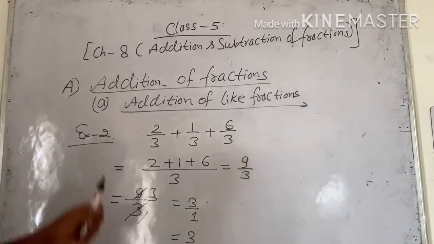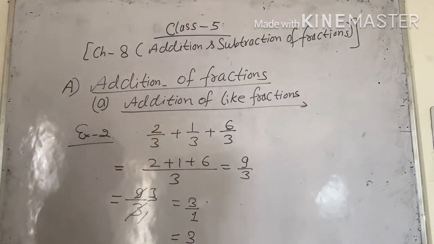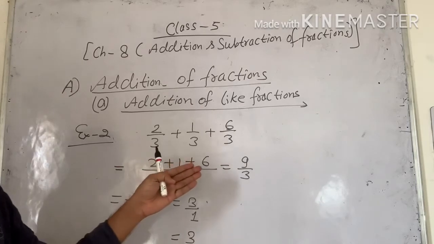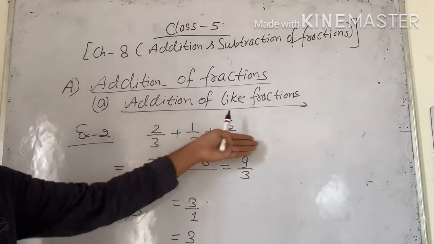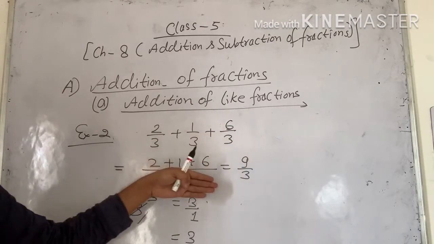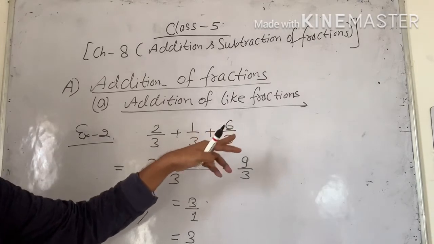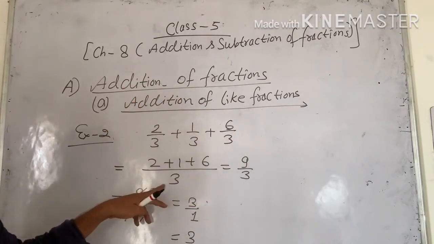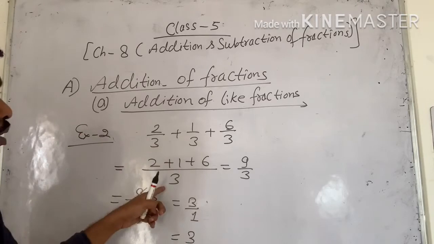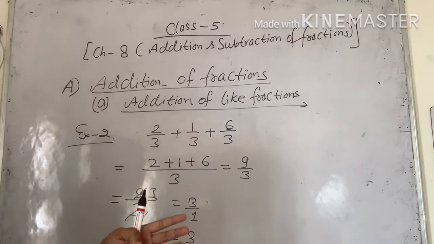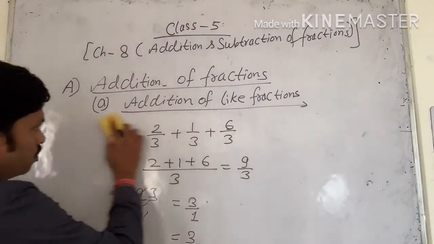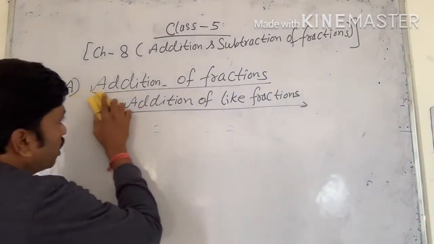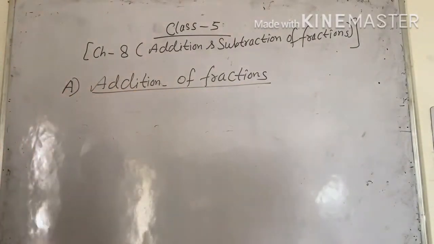Now children, this is the part on addition of like fractions. In this way you can understand that if there are many fractions which are like each other, then we can solve by adding all the numerators and writing only one denominator, which is common to all fractions. Okay, now we go to the next topic. The next topic is addition of unlike fractions.